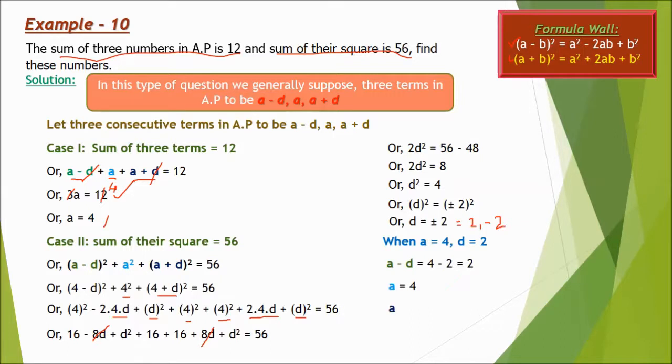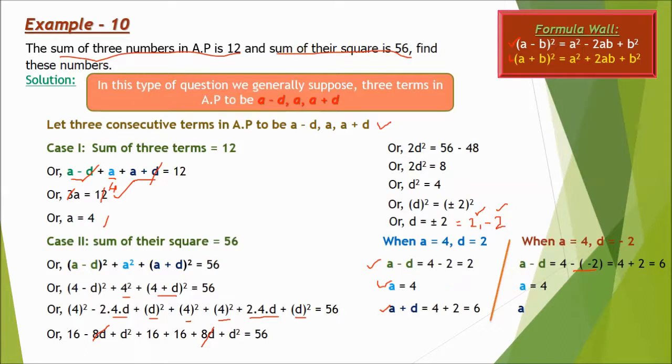A is equal to 4, a plus d is equal to, these are the terms which we have supposed in the beginning of the question. So we have to find those values and partition. And when a is equal to 4 and d is equal to minus 2, as we did with plus 2, we have to do with minus 2 also. Now there is a minus sign, so we have to apply the bracket here, and that will be 6. And a is equal to 4, and a plus d is equal to 4 plus minus 2. That will be 4 minus 2, that is 2.